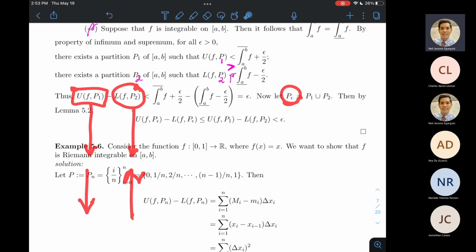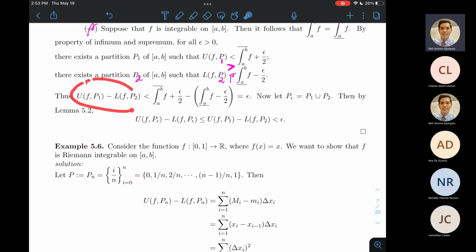So now the new difference, consisting of a smaller minuend and a larger subtrahend, ay magiging mas maliit dito sa original difference. So that means the upper sum minus the lower sum of f relative to the refined partition P epsilon ay mas maliit dito. Pero ito alam na natin na mas maliit kay epsilon. So therefore, this guy is less than epsilon, which establishes our claim.